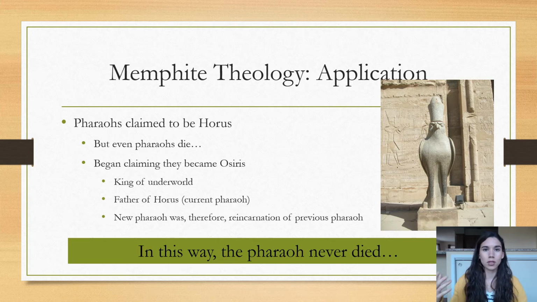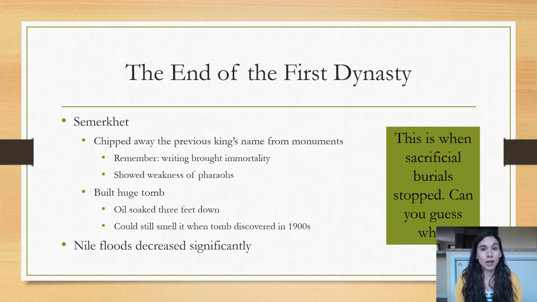It was like the pharaohs just were Osiris and Horus and Osiris and Horus in a kind of sense. And in this way, a pharaoh never died. And they made people believe that they had this immortality about them. Okay, so keep that in mind as we keep discussing.